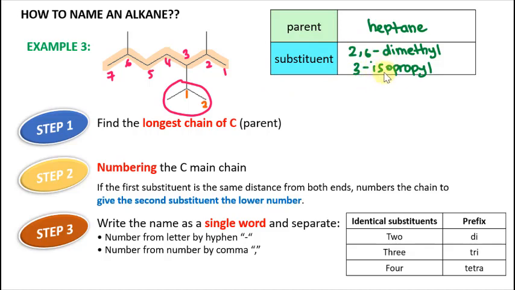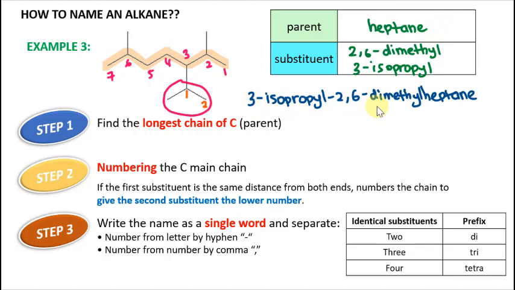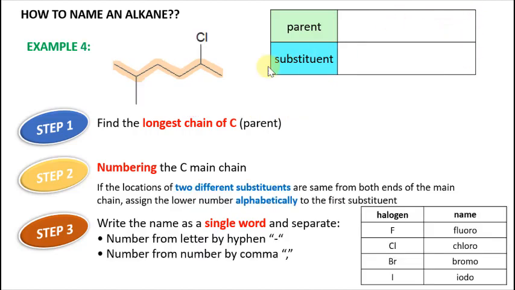The word iso is considered as a part of the alkyl group for alphabetizing purposes, while the prefixes di, tri and so on aren't. So to write down the IUPAC name for this compound, since I comes before M, the name of this compound is 3-isopropyl-2,6-dimethylheptane.